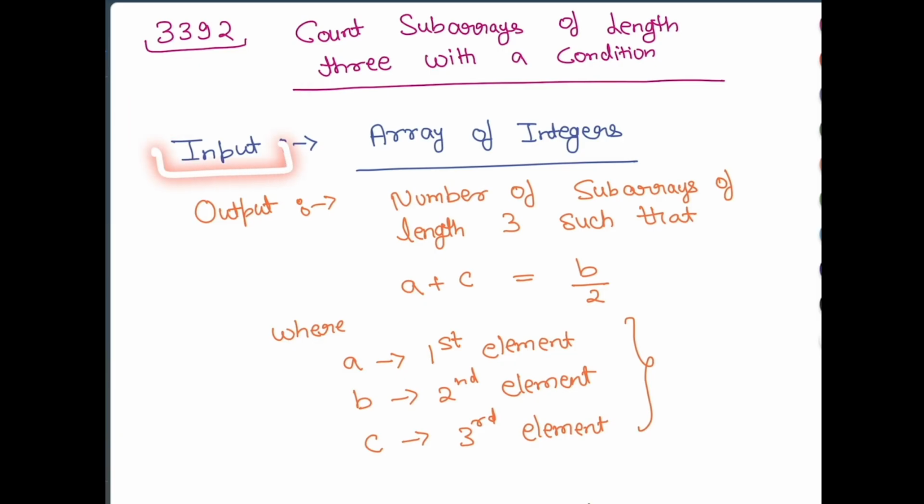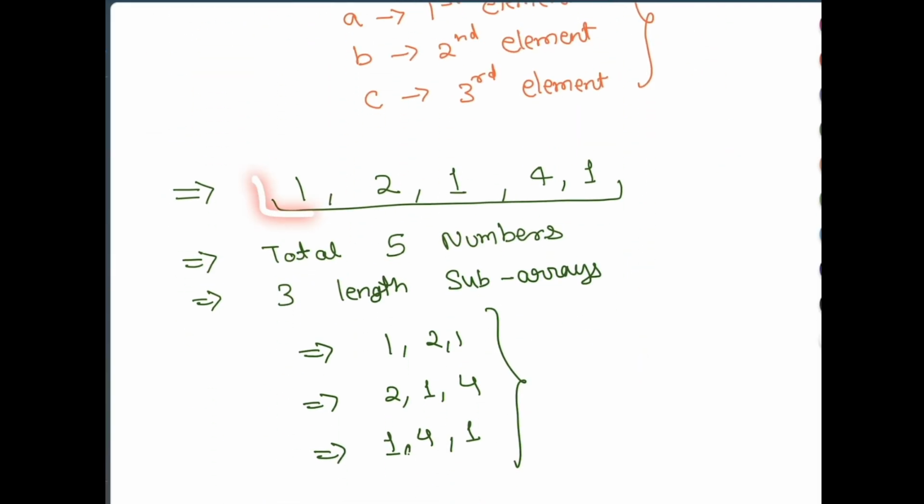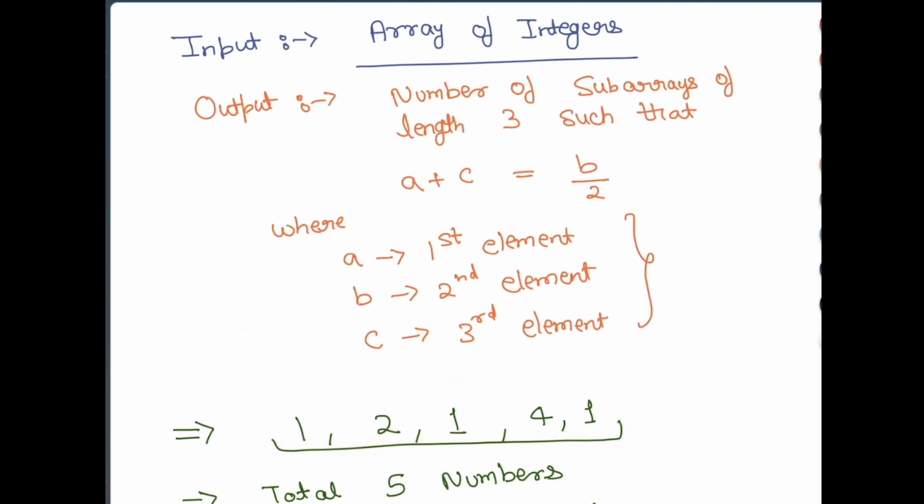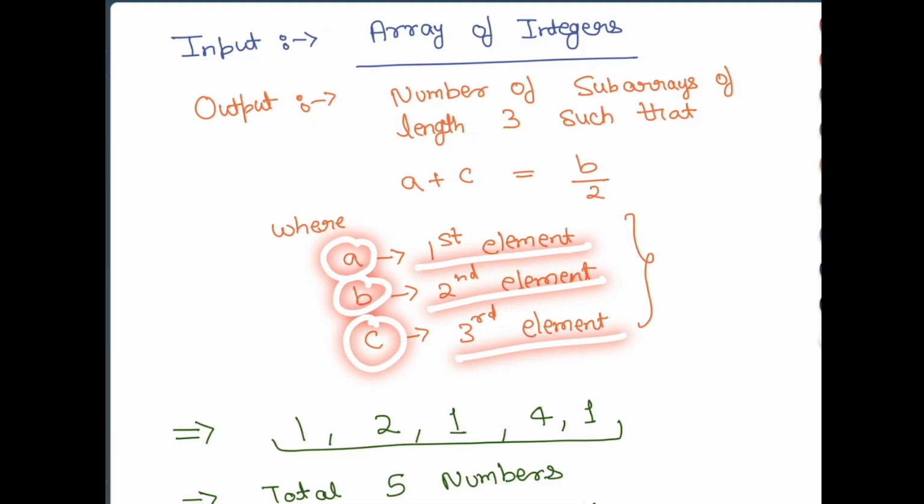The given input in the problem is an array of integers, for example, something like this, and you need to give the output as the number of subarrays of length 3 such that a condition has to be true. The condition is a plus c is equal to b divided by 2, where a is your first element, b is your second element, and c is your third element.